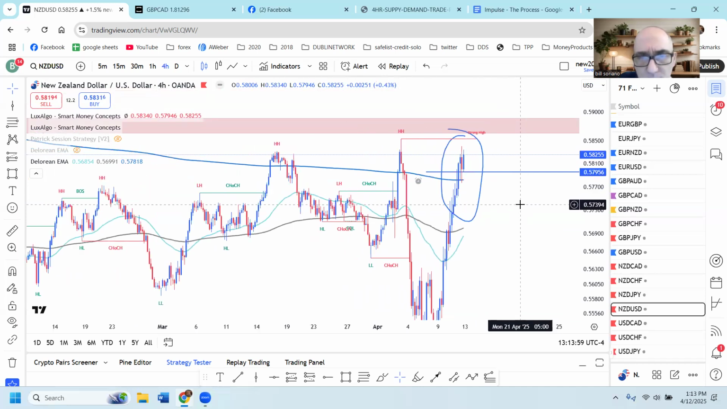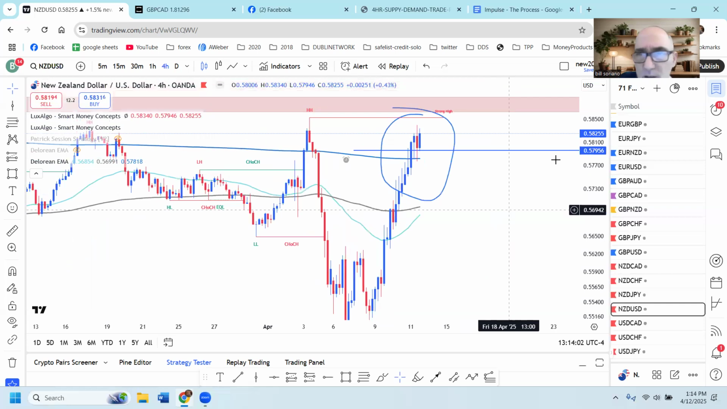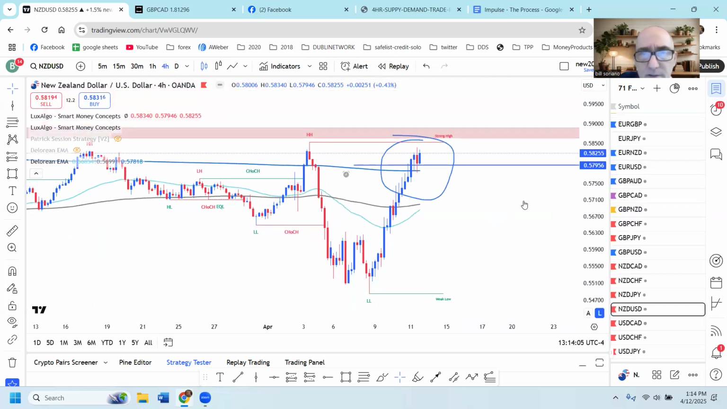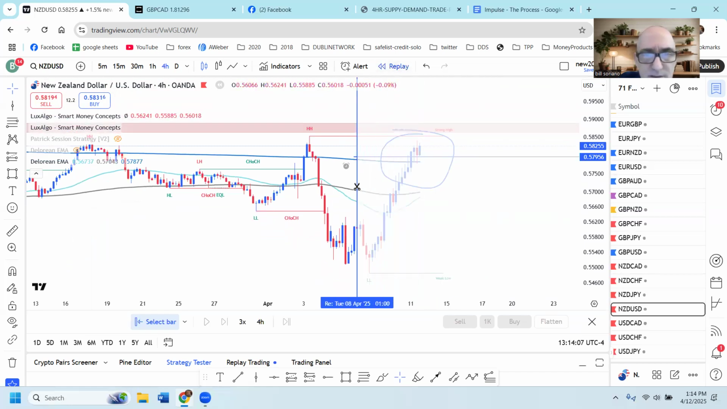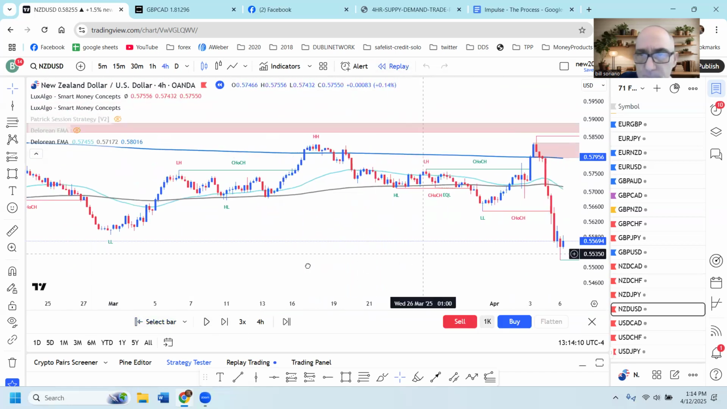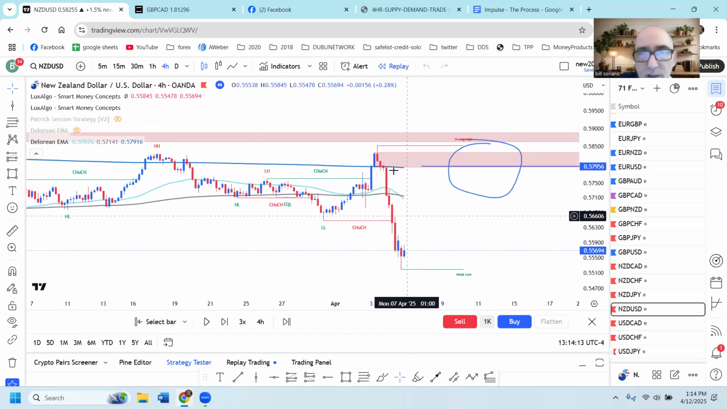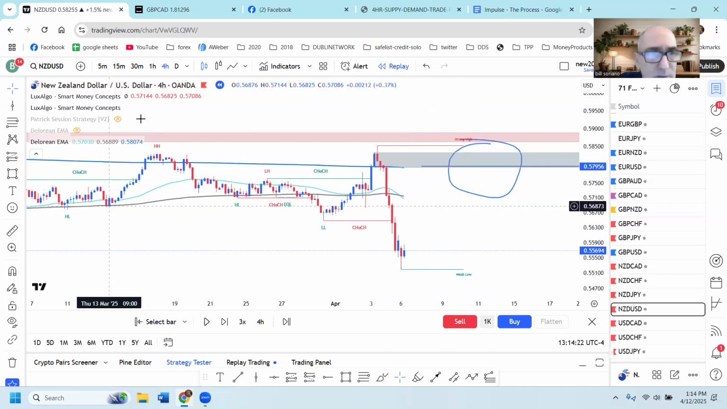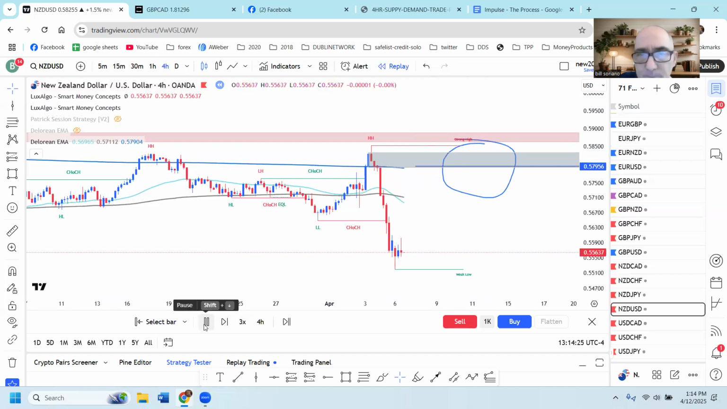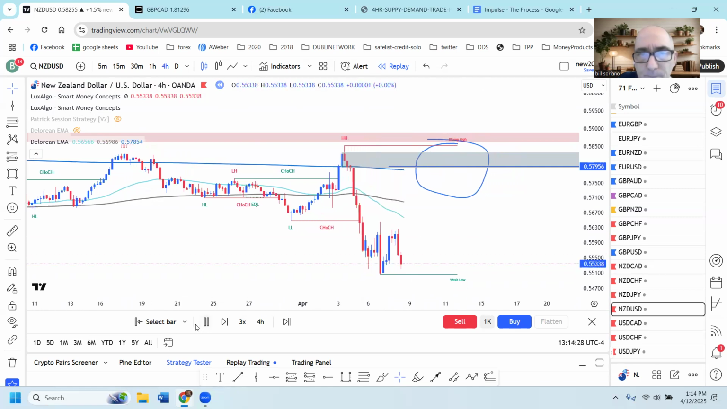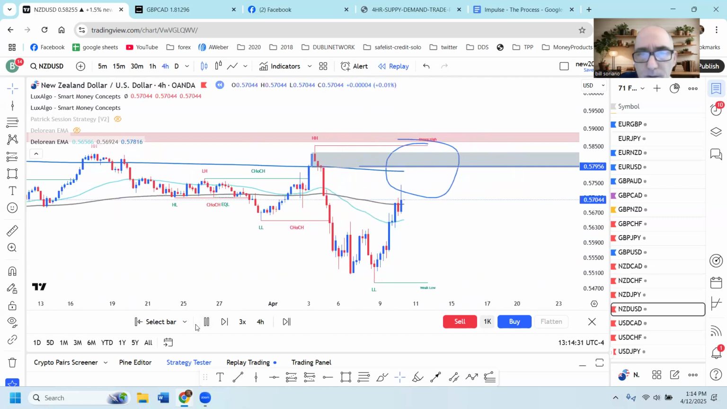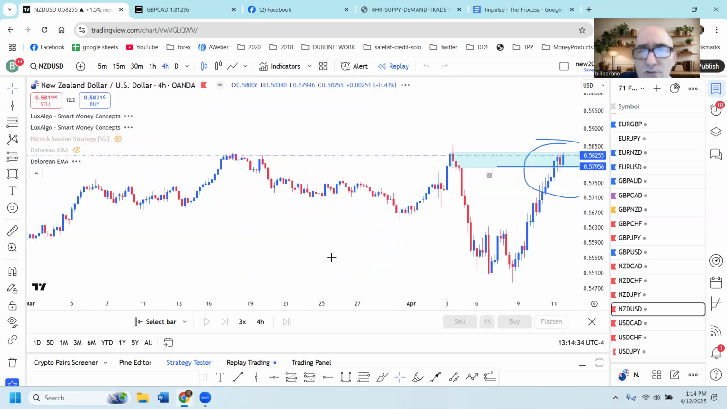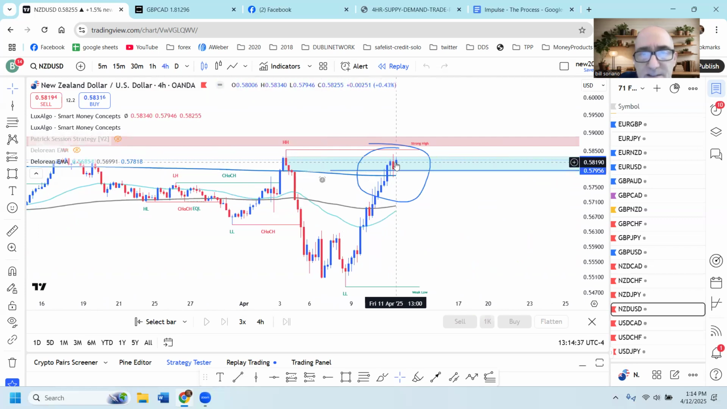Okay, so I'm not exactly sure what happened there. Let me just replay this real fast just to see. Okay, so right here, this was a 4-hour zone, and that's why I have it marked up. So I'm trying to figure out why it disappeared. The wick goes through the top of the zone. So because this wick goes through the top of the zone here, that zone disappeared.